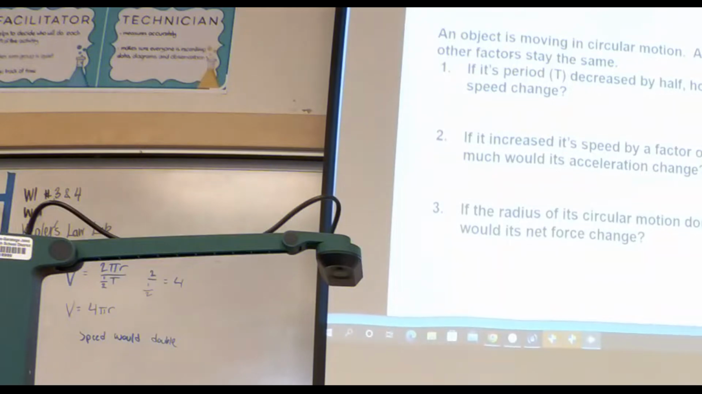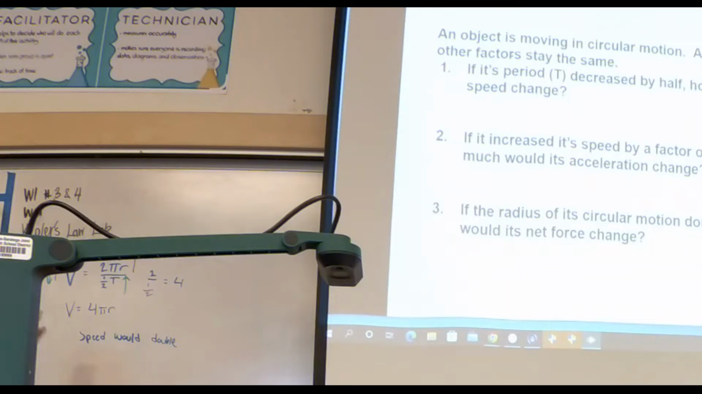So for the first one, we are trying to find the relationship between period and speed. The equation that has period and speed in it is 2 pi r over t. And because the radius is in the numerator, if my radius increases, my velocity increases. But if I'm looking at the period, notice the period is in the denominator. We know that if the denominator increases, the velocity decreases.